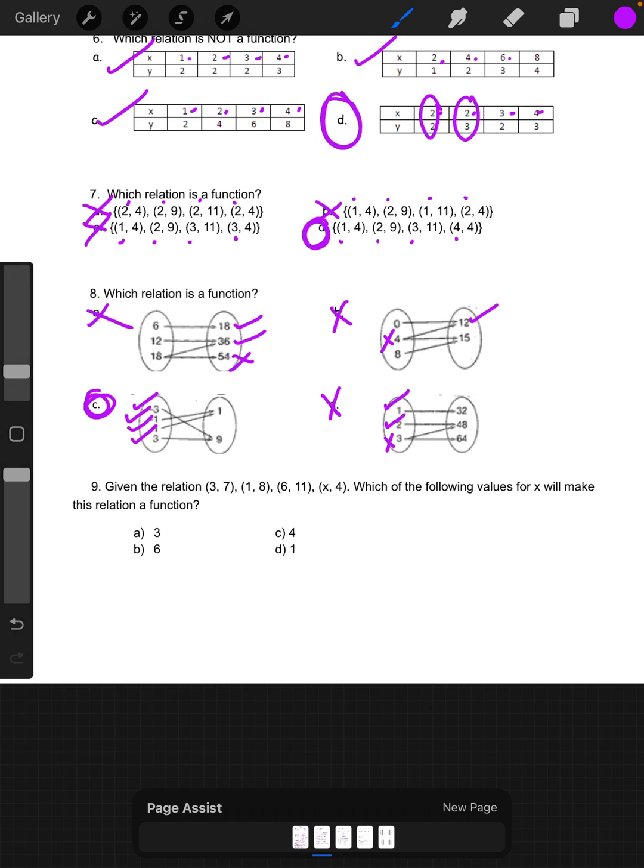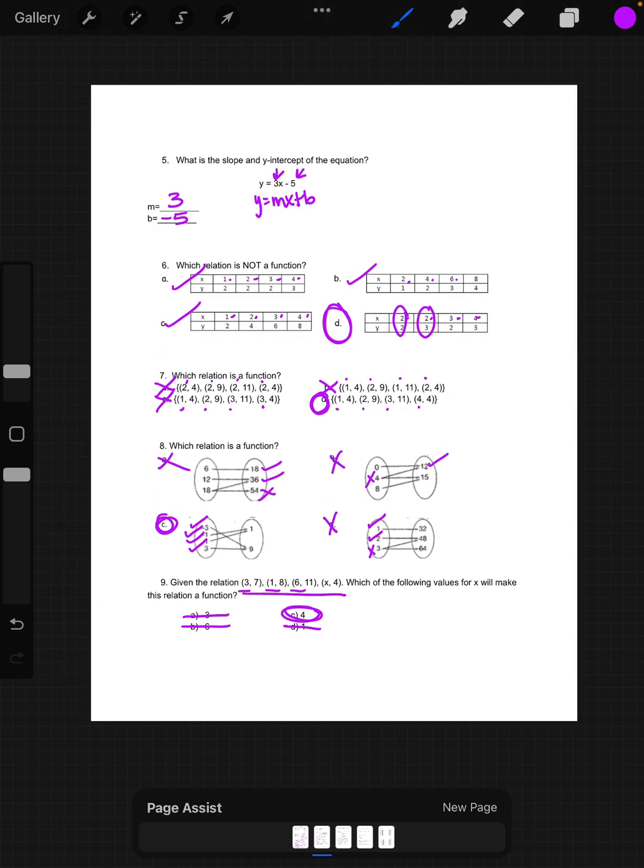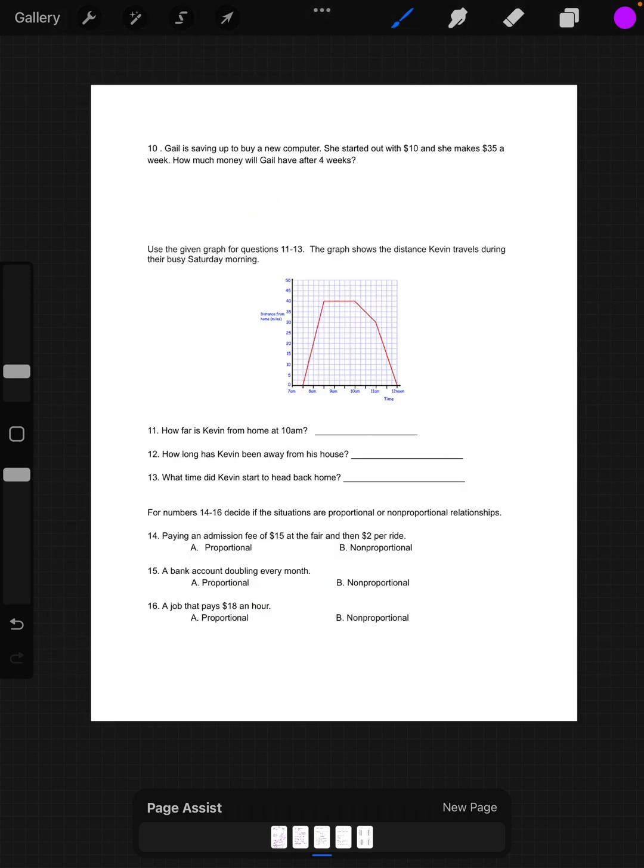All right, 9 says, given the relation, and they gave you these coordinate pairs, which of the following values for x will make this relation a function? So what they're telling you is that x cannot be 3, 1, or 6. So I'm going to mark out 3, 1, and 6. So my only answer choice here is 4. So that is page 2.